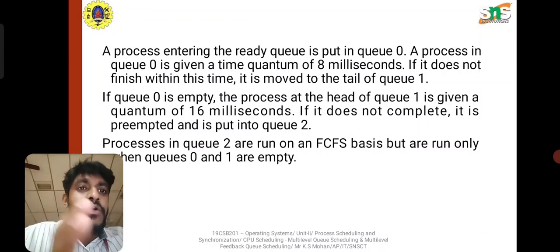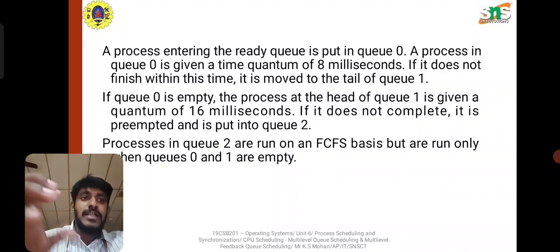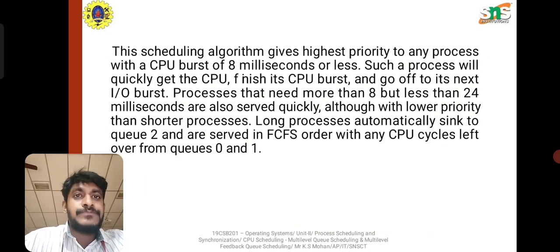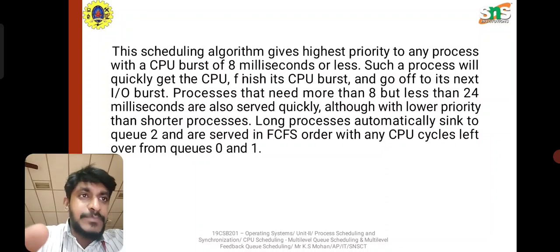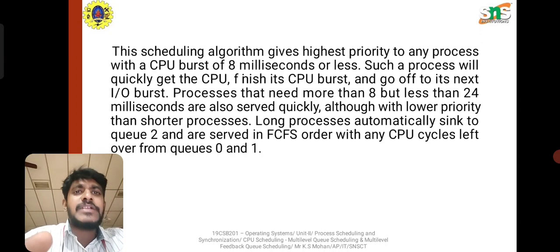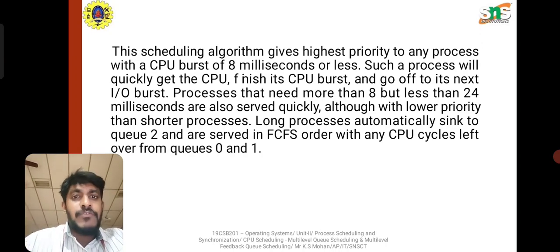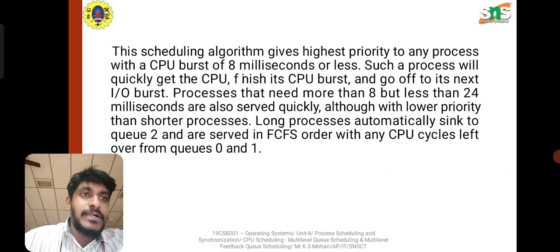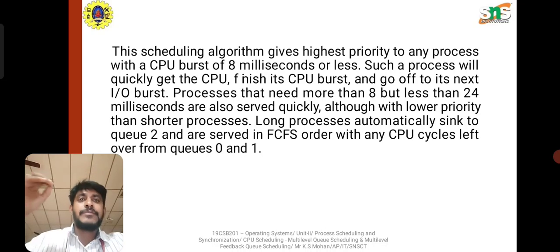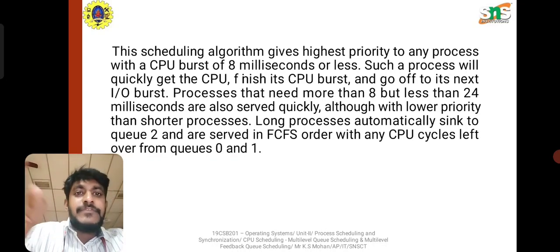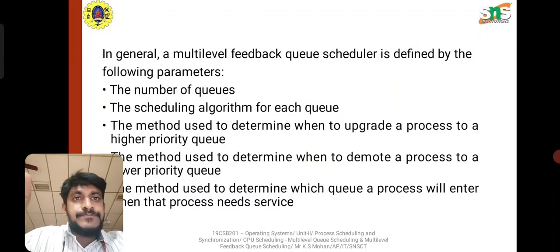Processes in Q2 are run on an FCFS basis, but only when Q0 and Q1 are empty. This scheduling algorithm gives the highest priority to any process with a CPU burst of 8 milliseconds or less. Such a process will quickly get into the CPU. For example, processes with different CPU bursts and I/O bursts that need more than 8 milliseconds, such as long processes, ultimately sink to Q2 and are served in FCFS order with any CPU cycles left over from Q0 and Q1.